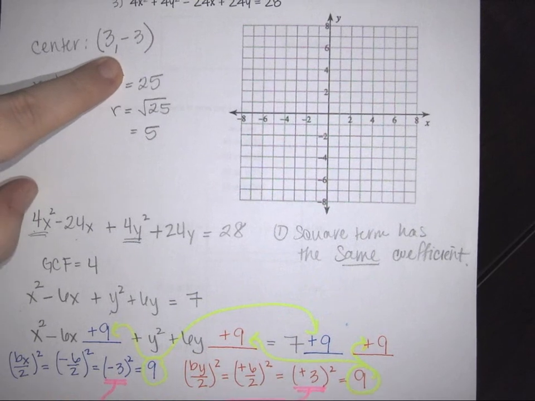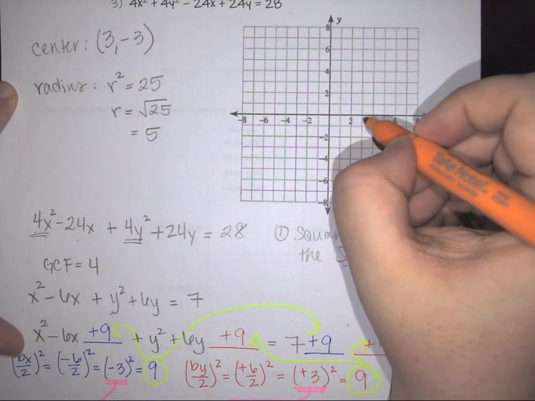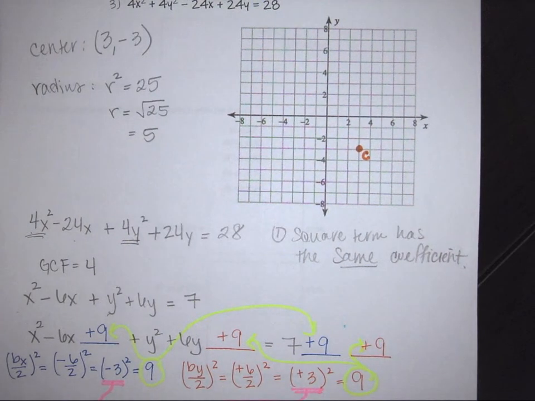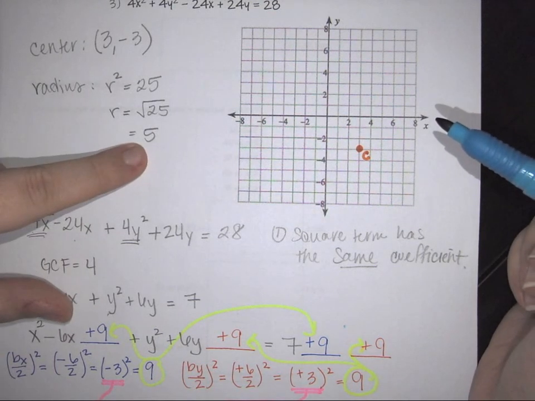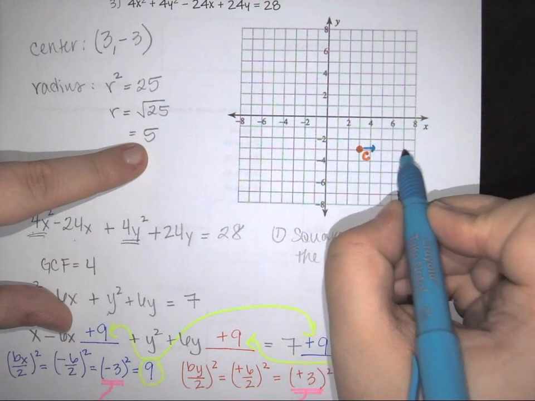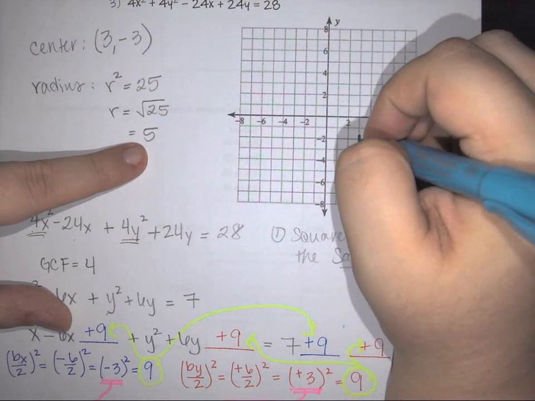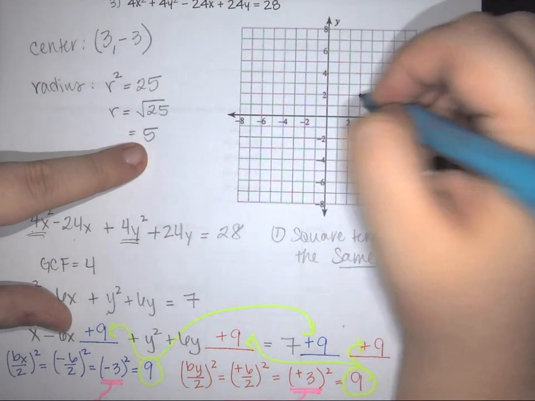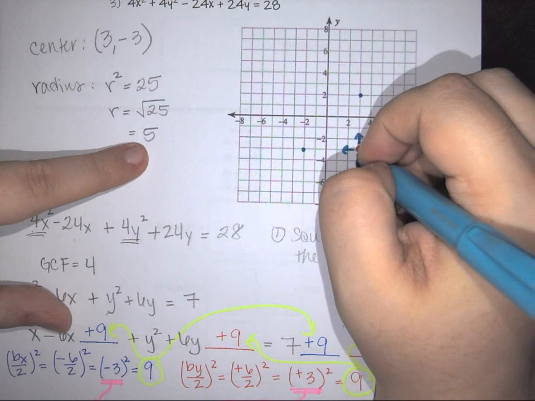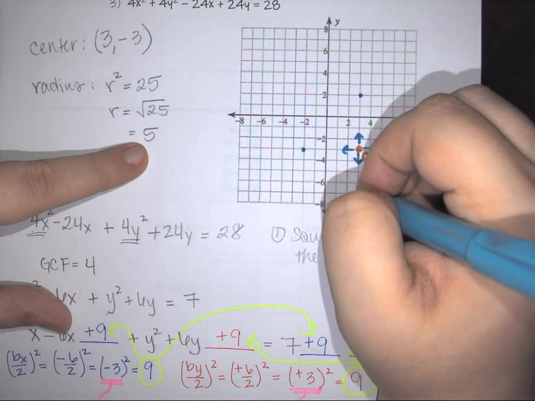So again, just like before, we're going to graph our center here at the point (3, -3). So 1, 2, 3, 1, 2, 3. So there's our center. I'm going to put a little C so that I remember. And then I need to go around and graph my points. So first I'm going to go 5 units to the right: 1, 2, 3, 4, 5. Then I'm going to go up: 1, 2, 3, 4, 5. I'm going to go to the left: 1, 2, 3, 4, 5. And down: 1, 2, 3, 4, 5.